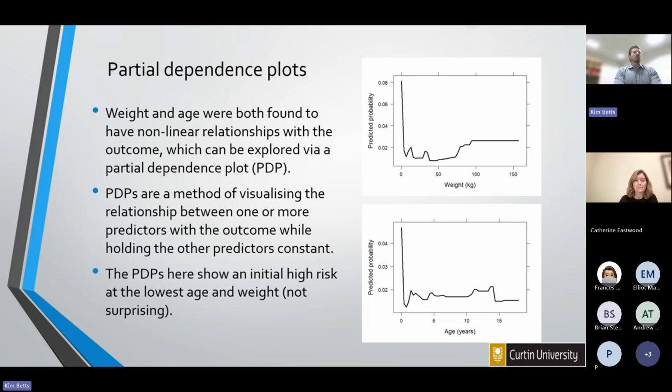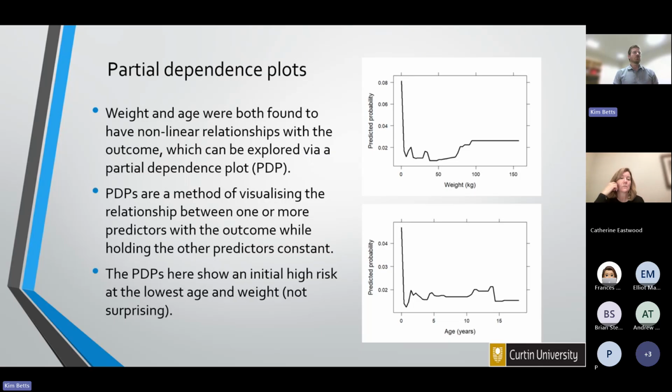So weight and age both were found to have nonlinear relationships, which you can pull out with a partial dependence plot. PDPs are a method of visualizing relationships between one or more predictors and the outcome, and you can imagine it as all the other variables held constant. So it's again like the marginal risk at whatever age or weight on the probability of the outcome. Obviously, it's not a perfect representation. You can't perfectly represent these complex models, but it gives you a rough idea, and you can see if the model is behaving sensibly or if it's found something very strange.